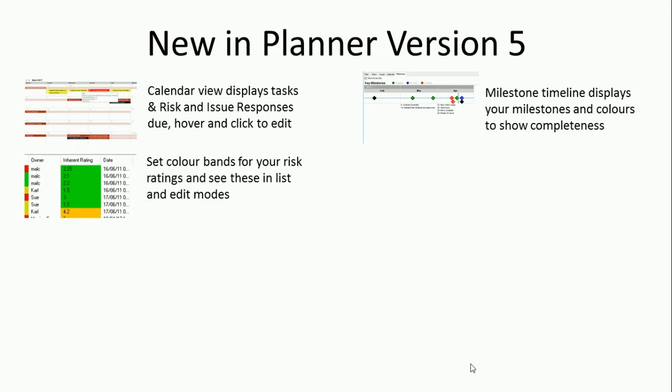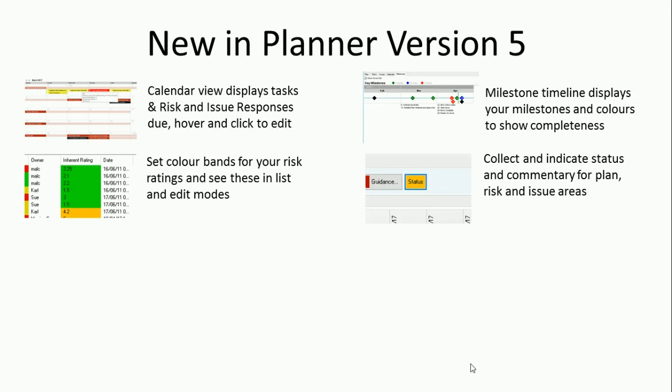So lots of different organisations use different calculation approaches, 3x3, 5x5 type methods with different scoring, and you can simply identify what those bands are going to be, what colour you want and what scoring range, and it will then colour all those up for you. That's both on the list view and also in the edit form.